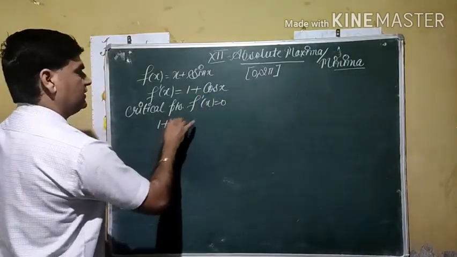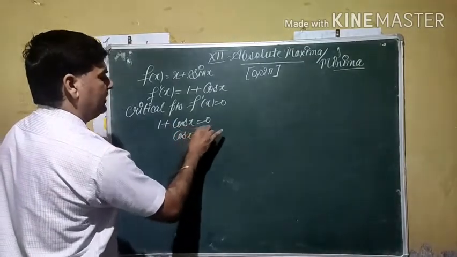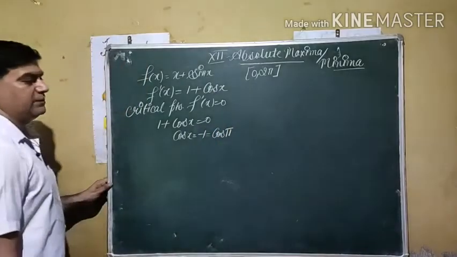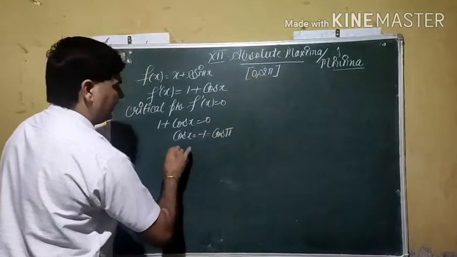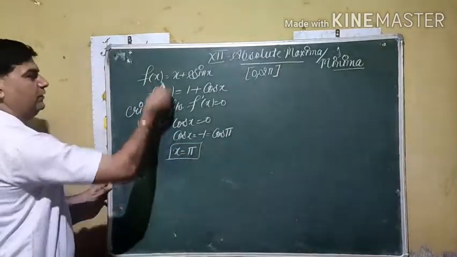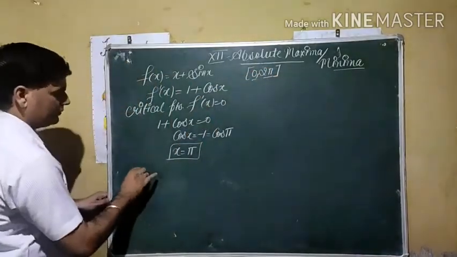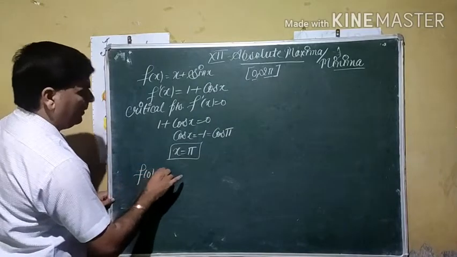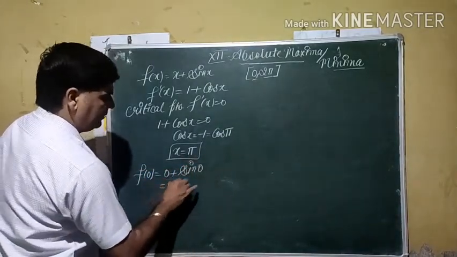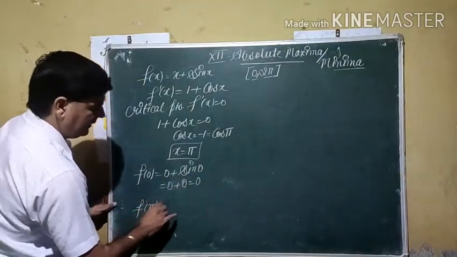Means 1 plus cos x is equal to 0. So we get from here cos of x is equal to minus 1. Cos theta gives value minus 1 at 180, means pi, which belongs to the interval. So x comes out here as pi, a critical point. Now we have to use the value of critical point in the given function as well as the end points of the function. So first of all, we replace here 0. We get 0 plus sine 0. 0. Sine 0 is also 0. So value becomes 0.